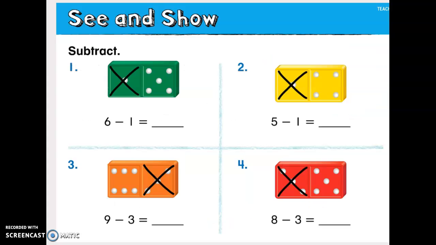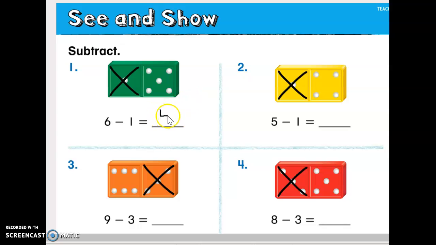All right. Okay, so on the See and Show for number 1, we have a total of 6 dots on here, and we're going to take 1 away, which is equal to what's left over? 5. So go ahead and use your writing tool to write your numbers in. Your difference is 5. Okay, easy peasy, lemon squeezy, as we like to say.